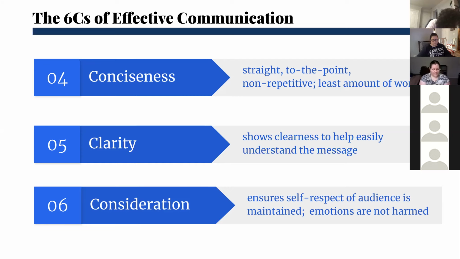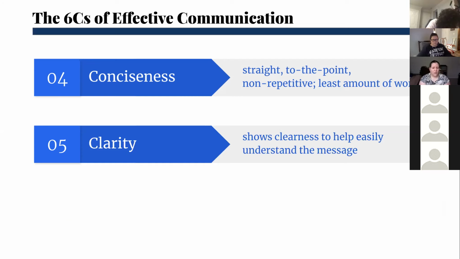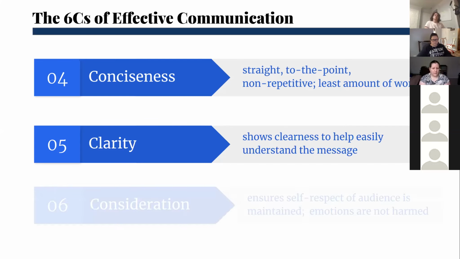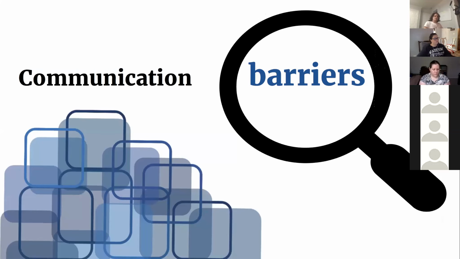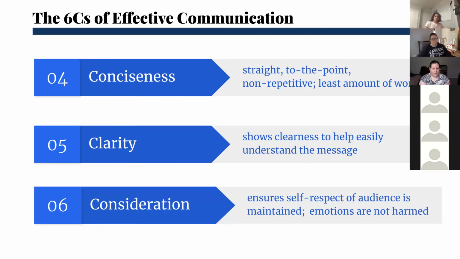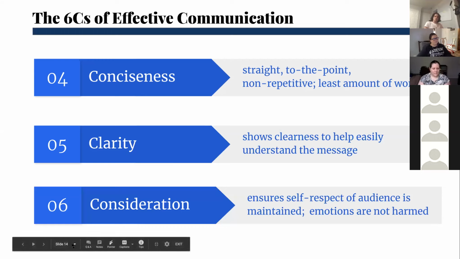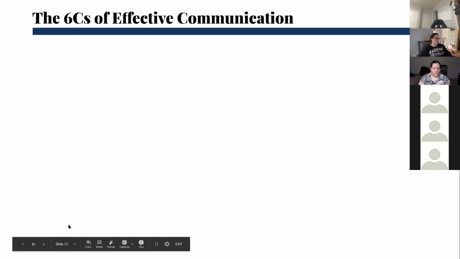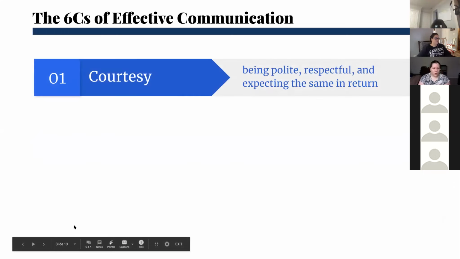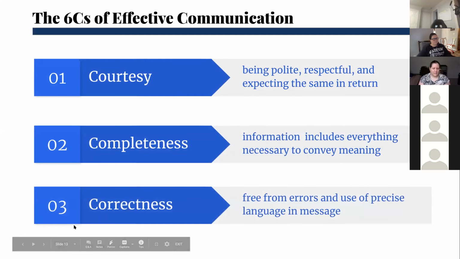So again, we have the 6 C's. And to review one more time, I should have had them on another slide, they are the conciseness, clarity, consideration, courtesy, completeness, and correctness. And it doesn't matter which order you put them in, there's just 6 of them. And they all start, for the most part, with CO. How weird is that?